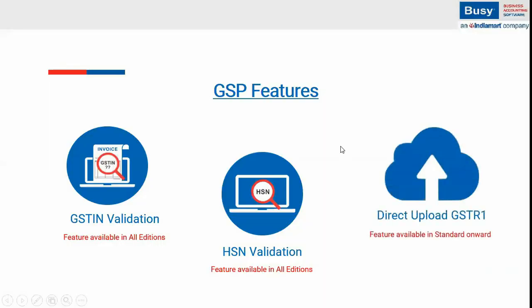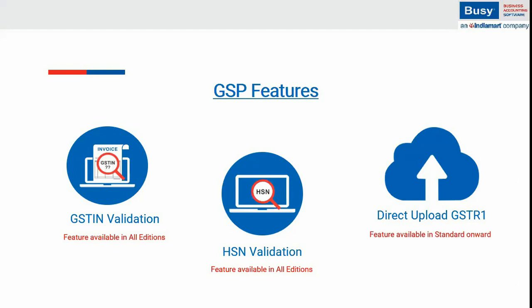Next point number 3. So direct upload GSTR1. This feature is available in Standard onward. So this feature is not available in the Basic edition. This feature is available in Standard and Enterprise. Direct upload GSTR1. The user can directly upload the GSTR1, meaning sales return, on the GST portal from the Busy software directly. But the condition is your BLS should be active in the license. Then you can directly upload the GSTR1 from Busy software to the GST portal.